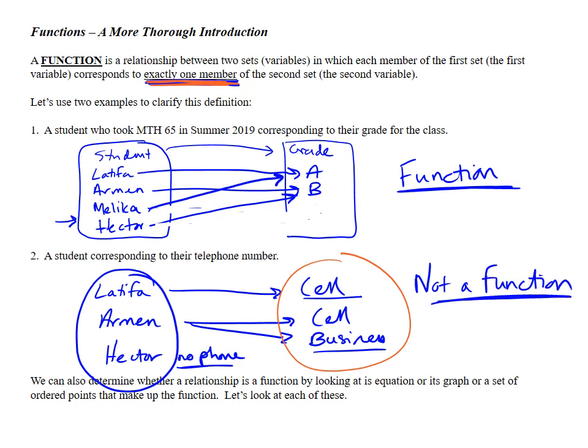So sometimes seeing a couple of examples can really clarify a definition. But of course, functions are going to be defined as equations, as graphs, as sets of ordered pairs, as well as in real-world scenarios like this. So we're going to be looking at multiple examples of how we tell whether something is a function or not, based on different ways of looking at that function and having it defined.